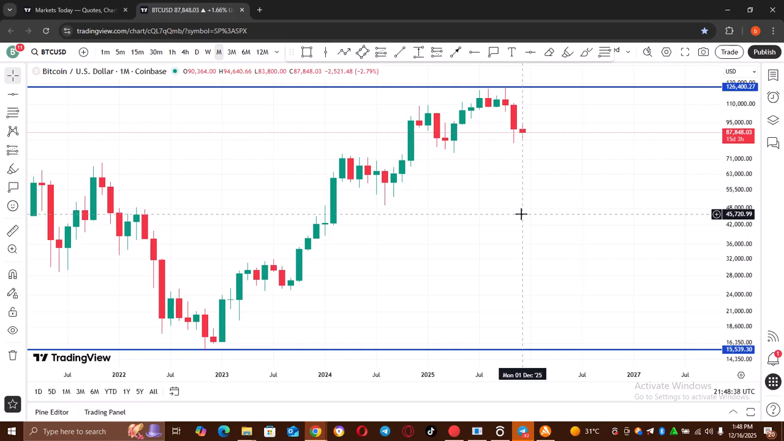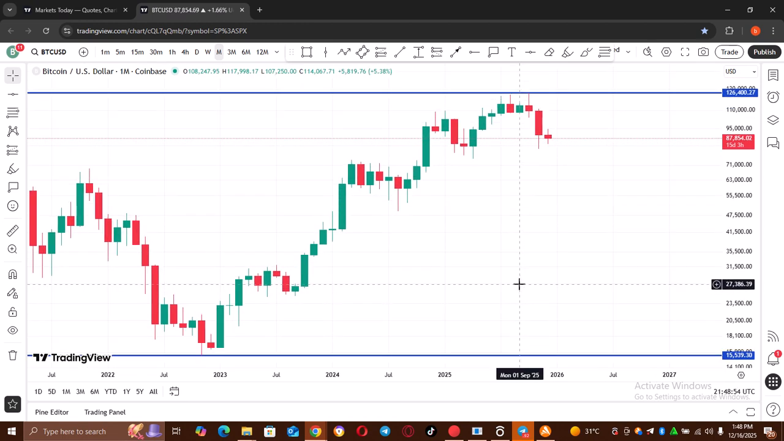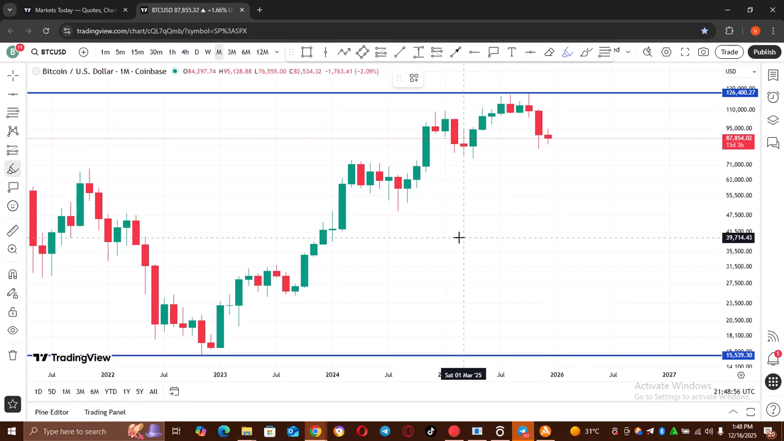So you know how we do it, right? We break it down all the way from the higher time frame. So now let's do our top-down analysis on BTC USD. Let's see what is happening on BTC USD. Okay, so we're gonna start all the way from the monthly time frame. That is a top-down analysis.